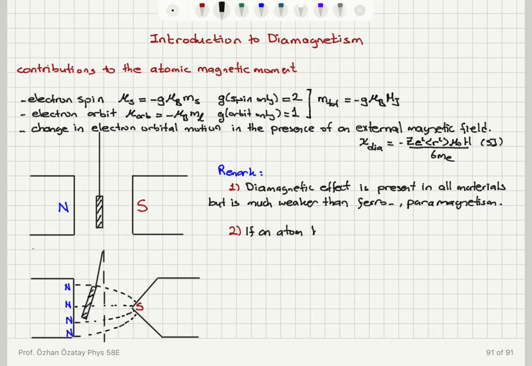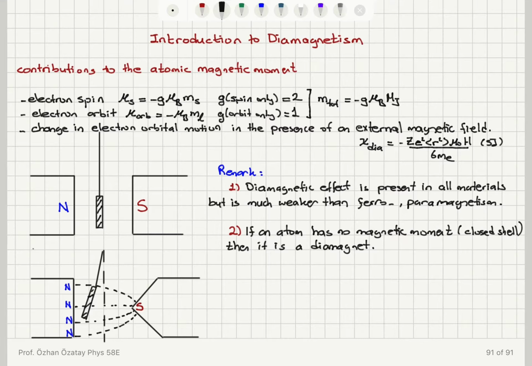has no magnetic moment, basically it's a closed shell structure. It has no magnetic moment contribution from orbit or spin. We're talking about closed shell structures. Then it is a diamagnet. All noble gases are, for example, diamagnets.